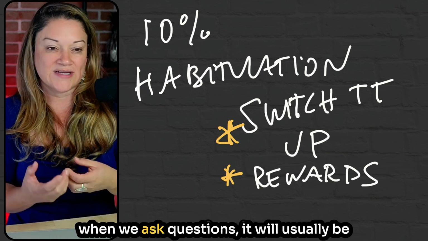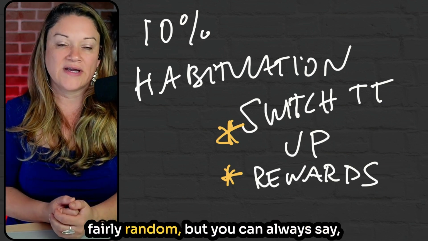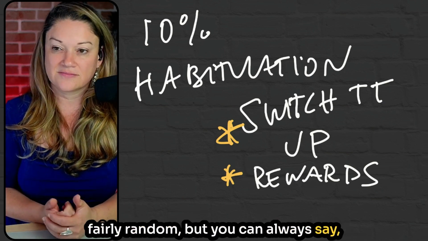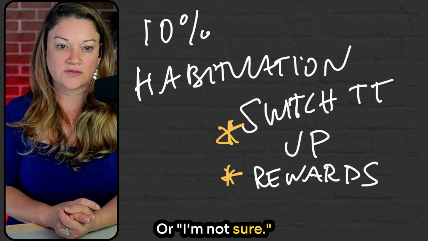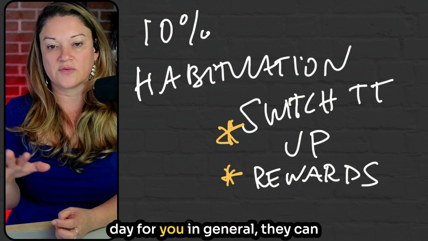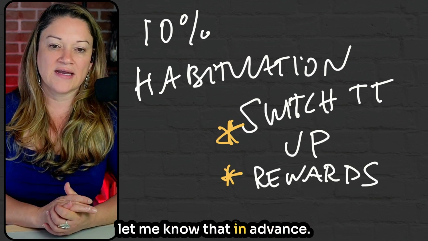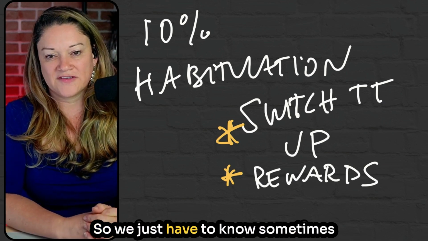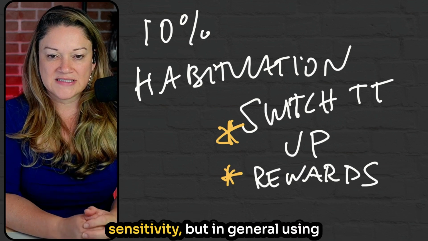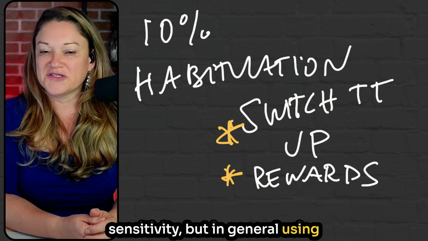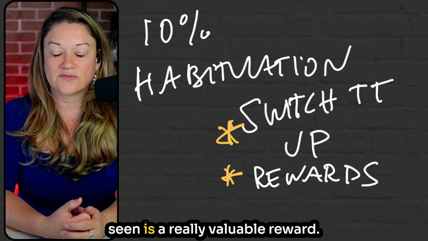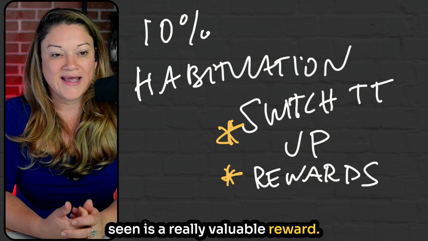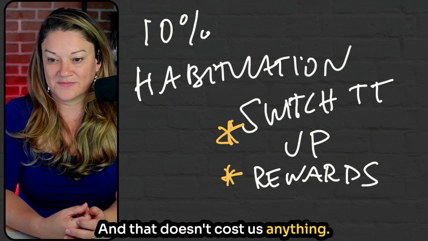So when we ask questions, it will usually be fairly random, but you can always say, can you come back to me? I need a little more time to think about that. Or I'm not sure. Or if today is just not a great day for you in general, they can let me know that in advance. So sometimes we have to have that emotional sensitivity, but in general, using people's names and calling on them to help them feel heard and seen is a really valuable reward. And that doesn't cost us anything.